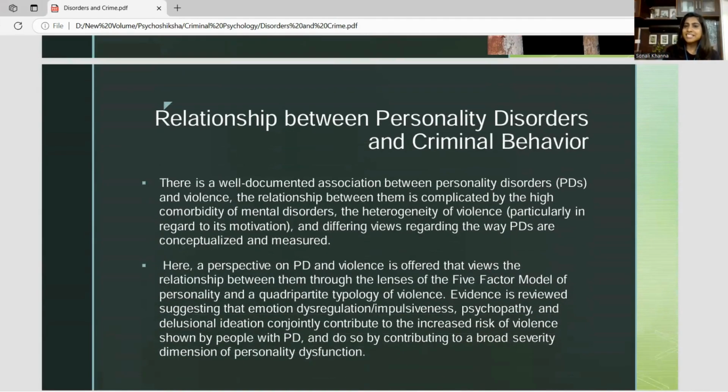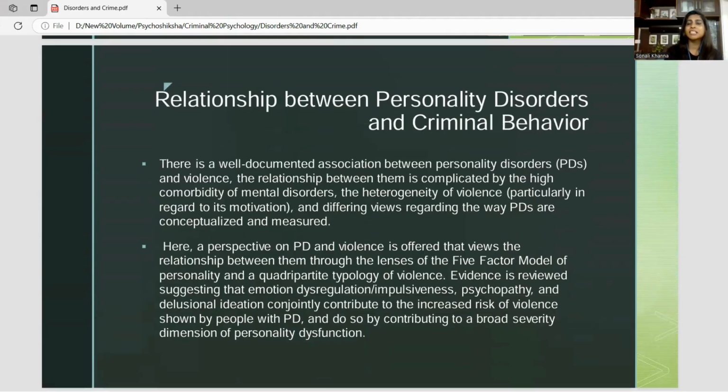Okay, so the first slide says: relationship between personality disorders and criminal behavior. There is a well documented association between personality disorders and violence. The relationship between them is complicated by the high comorbidity of mental disorders, the heterogeneity of violence, particularly in regard to its motivation, and differing views regarding the ways personality disorders are conceptualized and measured. Hence, a perspective on personality disorder and violence is offered that views the relationship through the lenses of the five-factor model of personality and a quadripartite typology of violence.